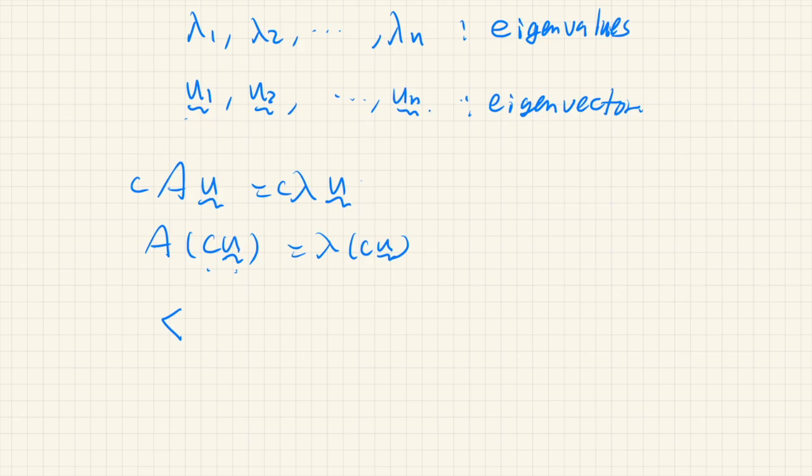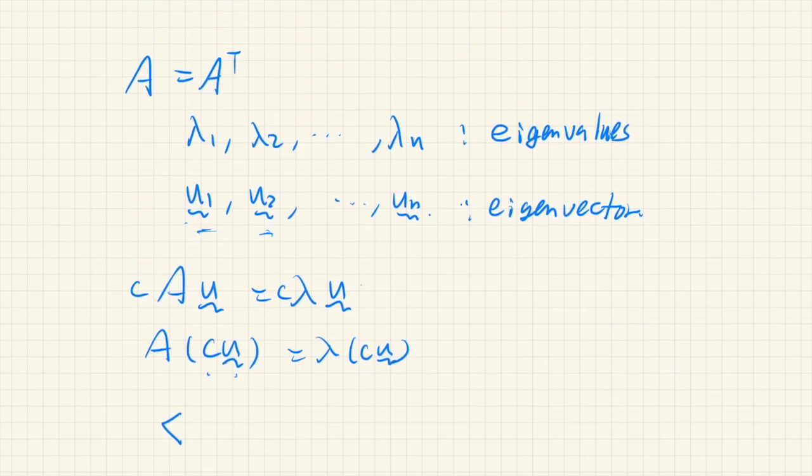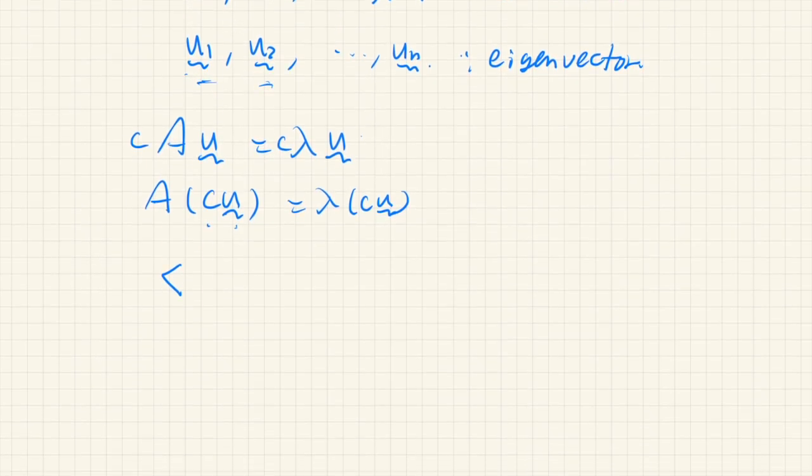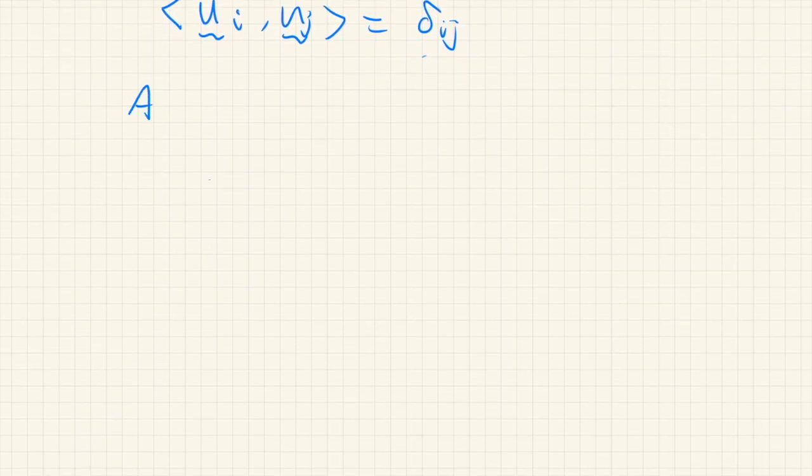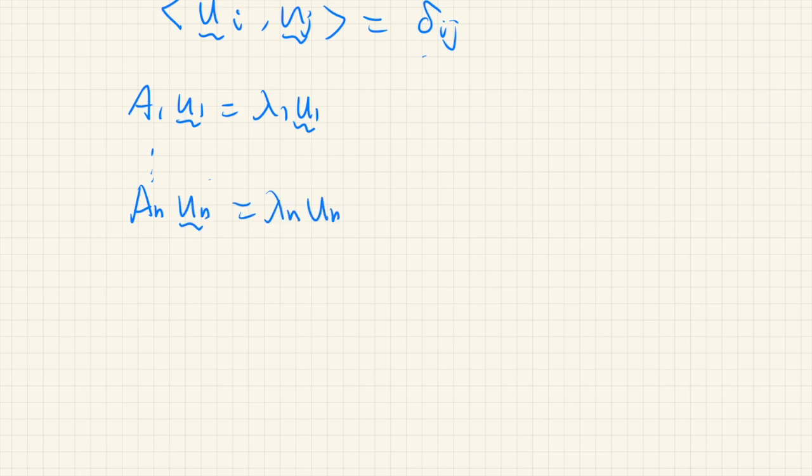So just previously we have shown that different eigenvectors are orthogonal to each other as long as the corresponding eigenvalues are different. Then we can assume that the inner product between ui and uj is equal to Kronecker's delta. So that means it is equal to 1 if i is equal to j, otherwise it's 0. So let's summarize this. A u1 equals lambda 1 u1, and so on up to A un equals lambda n un.